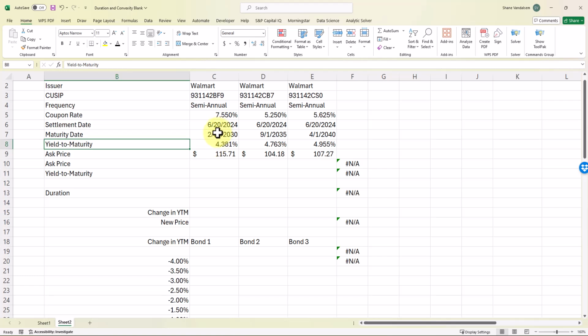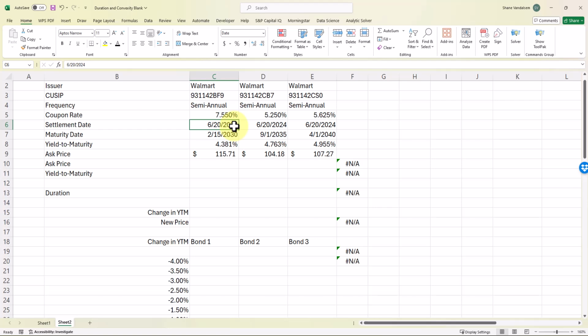The first bond matures on February 15th, 2030. The second bond matures September 1st, 2035. The last bond matures April 1st, 2040. None of these bonds are callable, and that's important here because that can affect the payoffs and the convexity of the bonds.